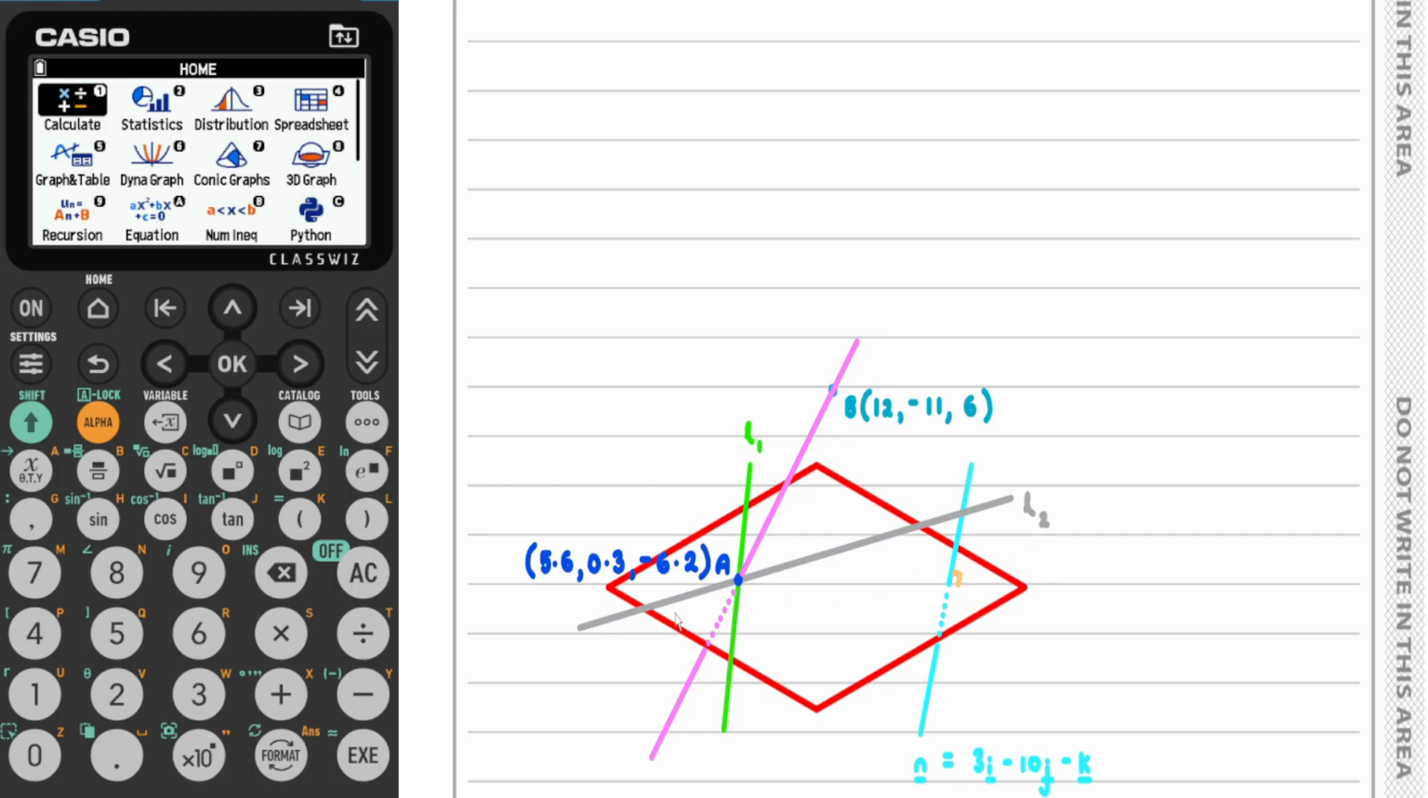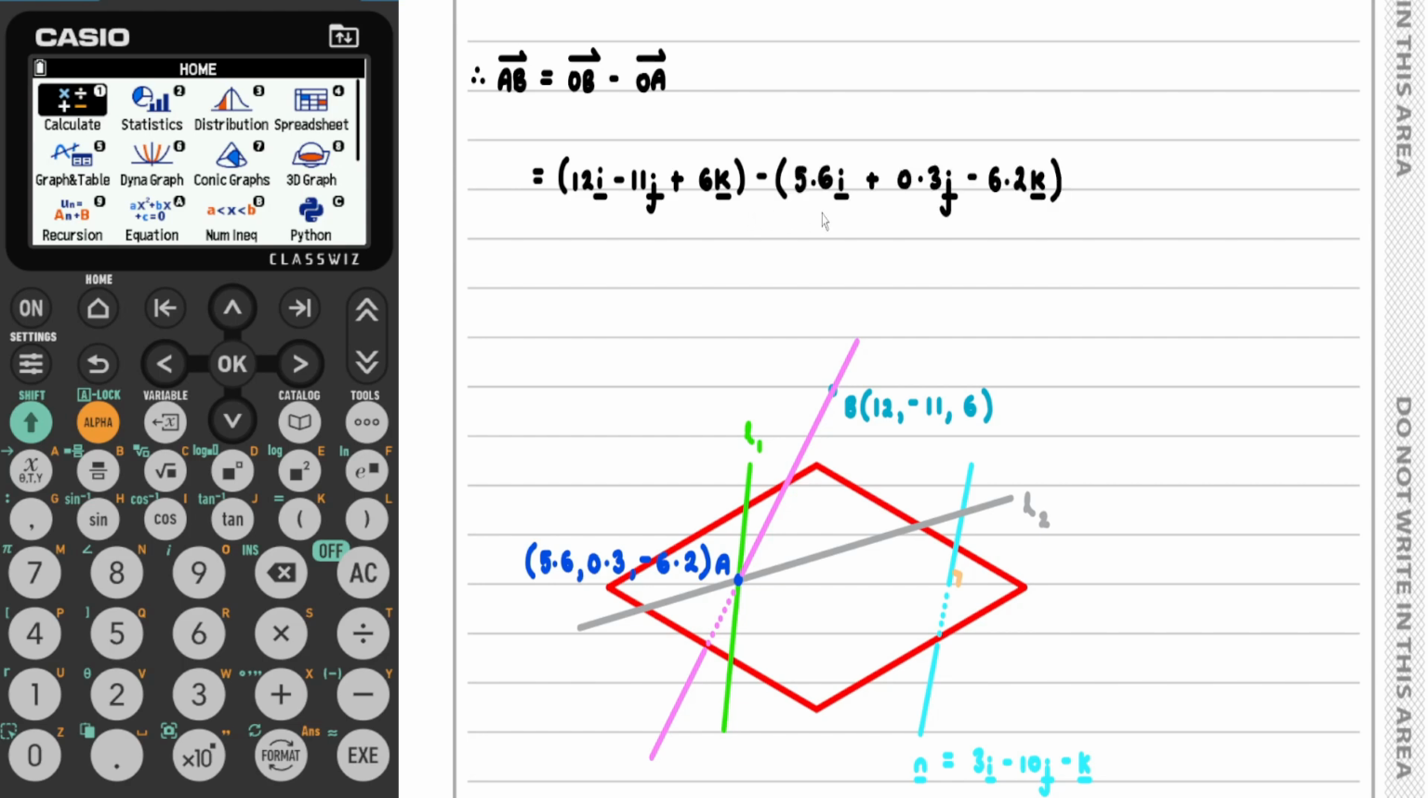Now our next step would be to find out this vector AB, because we want to find the angle between AB and the plane. AB is OB take away OA, so I've got OB, which is 12i subtract 11j plus 6k, subtract OA, which is 5.6i plus 0.3j subtract 0.62k. And working this out, we get 6.4i subtract 11.3j plus 12.2k. This is what the vector AB is.